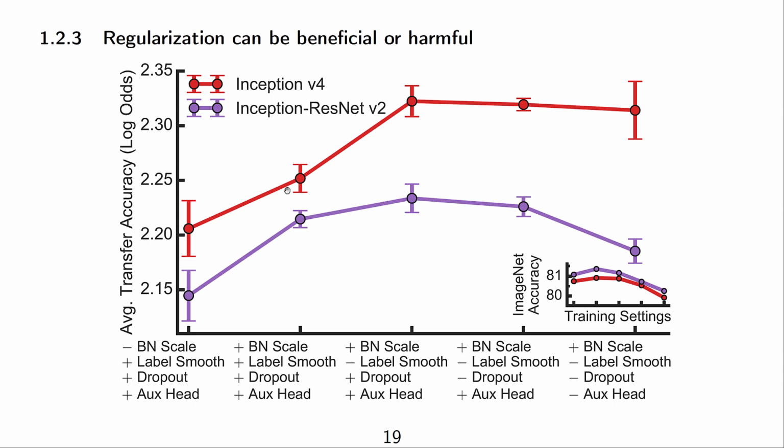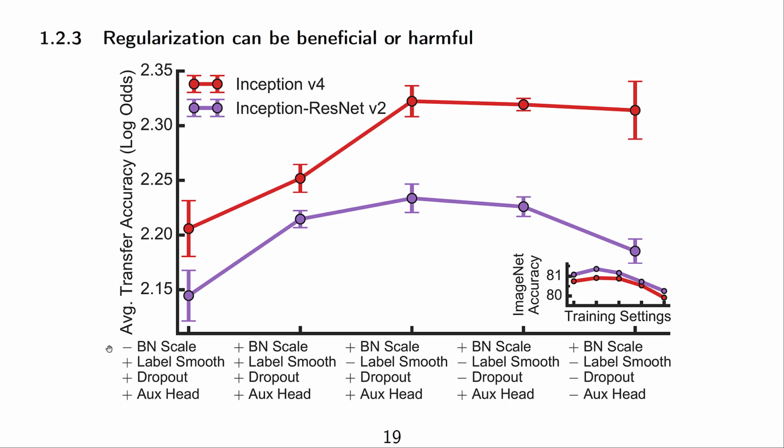So the impact of regularization is a bit less clear, and I don't want to oversimplify it. There are several details in the paper. So regularization can be beneficial or harmful. What we see here is one experiment where different types of regularization were being tried. And what do they mean?